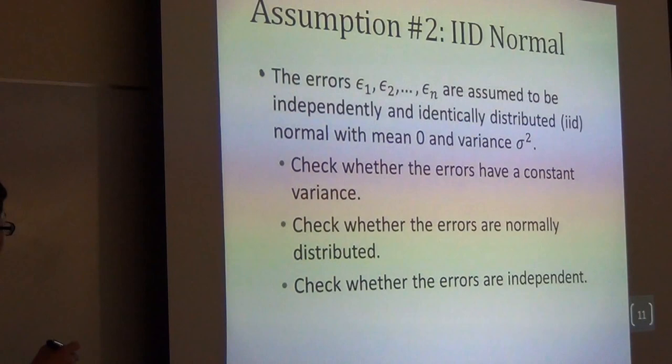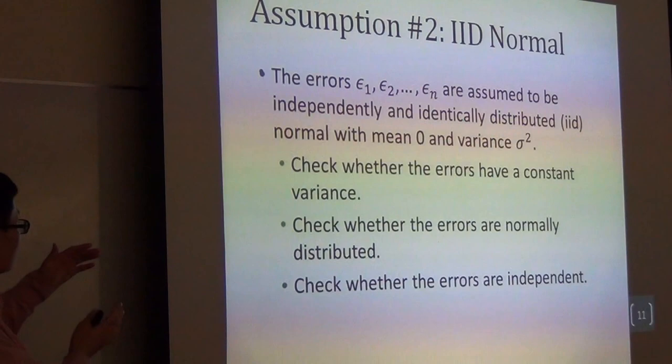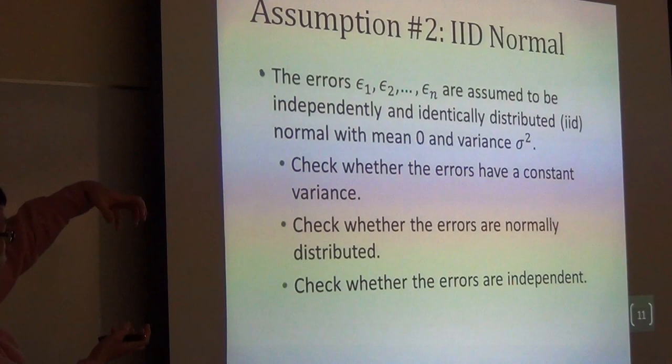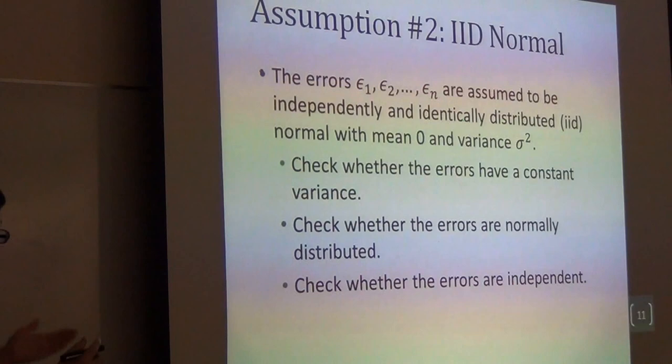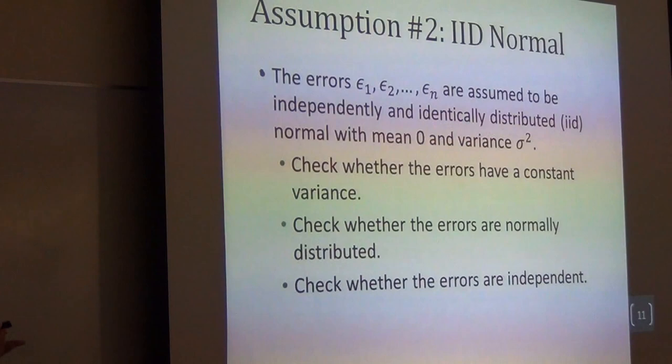So in general, we need to check three cases. The first one is to check whether the errors have a constant variance, the variance of errors. It means the errors at the beginning, the errors in the middle, and at the end, the spread of errors should be kind of similar. It shouldn't have some kind of trend. We are gonna look at some figures. The second one is to check whether errors are normally distributed. If I pull out a histogram, it looks like a bell shape, or it's skewed. If it's skewed, then there's an issue. The third one is whether errors are independent. We are gonna look at the residual plot again.